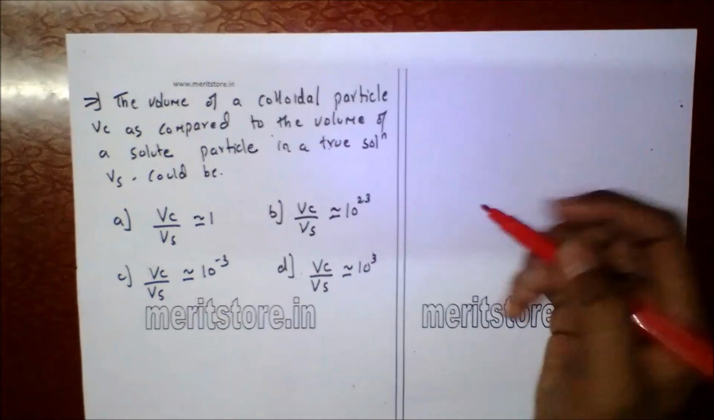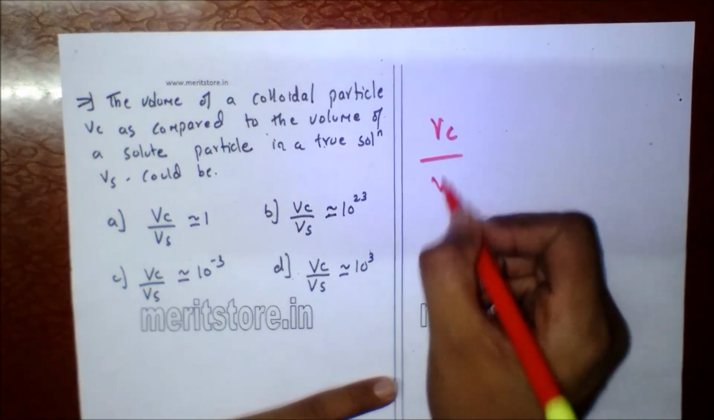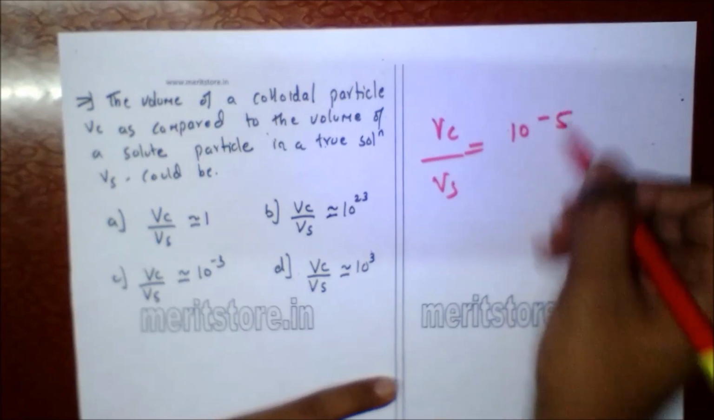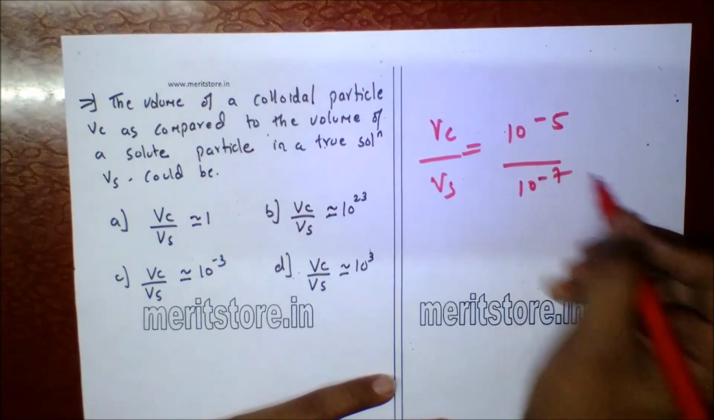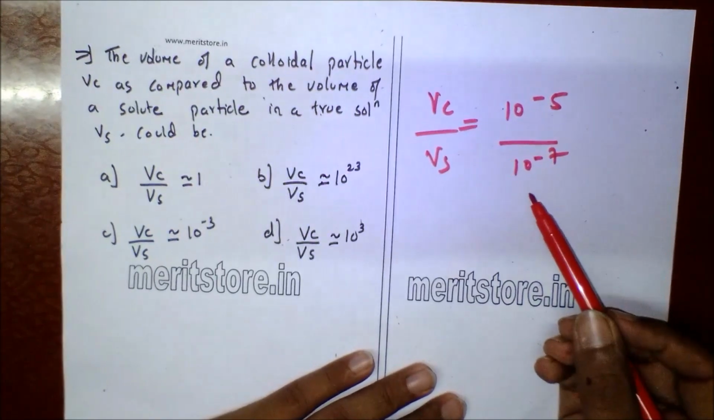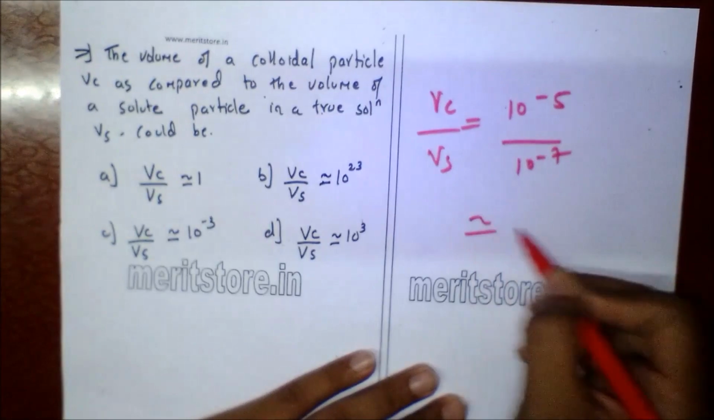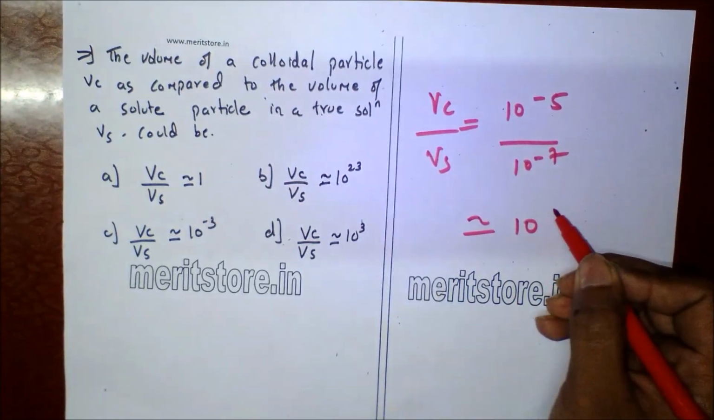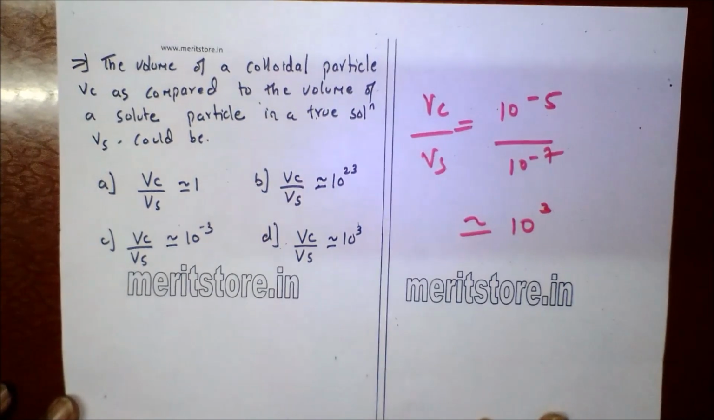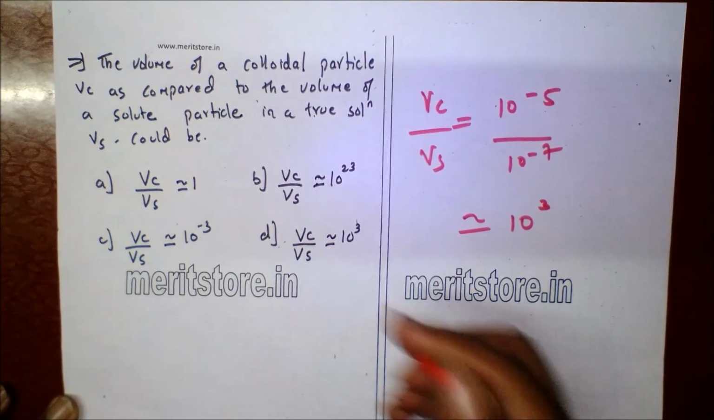Now, if we just compare the rough values, we get Vc upon Vs is proportional to 10 raised to minus 5 upon 10 raised to minus 7. These are just the comparable values taken here. So, on dividing, we get the value proportional to 10 raised to 3. Therefore, Vc upon Vs will be proportional to 10 raised to 3. Therefore, the correct answer is option D.